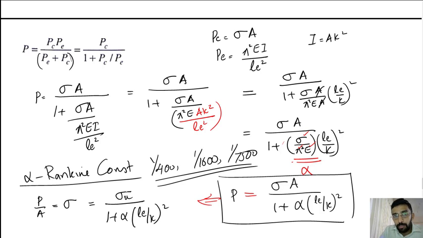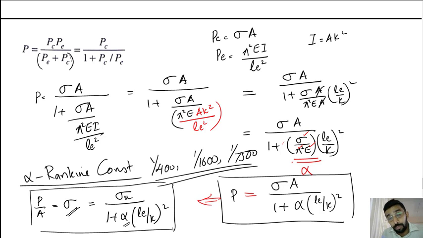Sigma_u is the ultimate value, which is a material property, and this sigma is the one which is generated within the material. Alpha is the Rankine constant, Le is the equivalent length, which we have learned as 2L, L by 2, L by root 2 and so on. K is the least radius of gyration. So this is the Rankine formula. This is the most commonly used formula for the case of columns.